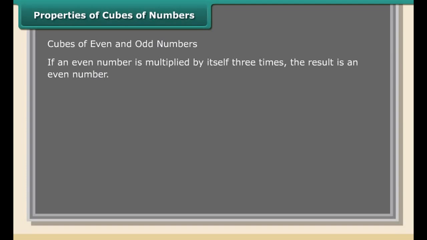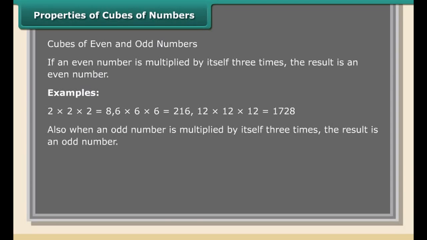Example: what is the smallest number that 686 must be divided by to make it a perfect cube? Solution: factorizing 686, we get 686 is equal to 2 into 7 into 7 into 7. The factor 7 is a triple, but 2 is alone. Therefore, if we divide by 2, the number obtained will be a perfect cube. 686 must be divided by 2 to make it a perfect cube.